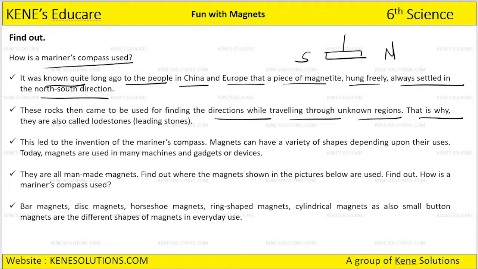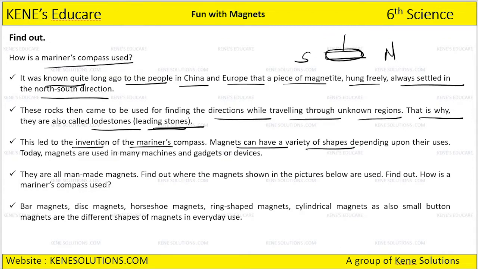So that is why they were also called idol stones or leading stones, which will show the direction. If you keep this magnetite, meaning this rock, hung freely, it comes in the north and south direction. Therefore they were kept for finding the direction, and that was also named leading stones or idol stone. This led to the invention of the mariner's compass.